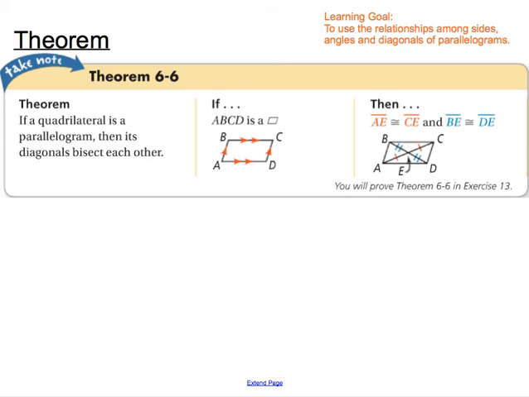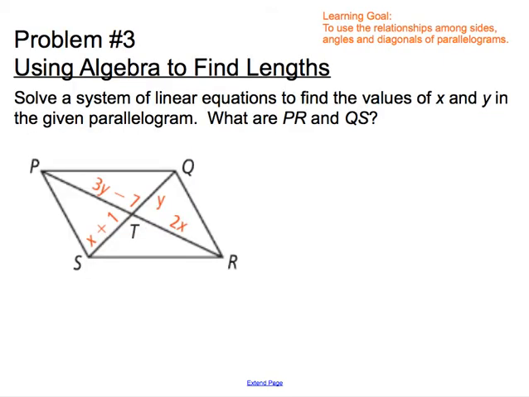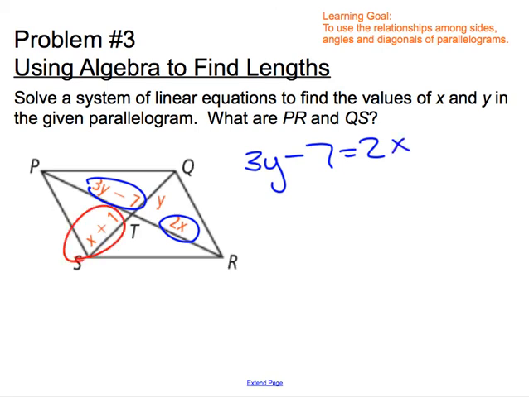So this kind of question yields an algebra type problem. It says solve a system of linear equations to find the values of x and y in the given parallelogram. What are PR and QS? So in this case we know PR is cut in half by QS. So we know that 3y minus 7 has to equal 2x. And the other equation in this system comes from the other diagonal. So we know x plus 1 has to equal y.